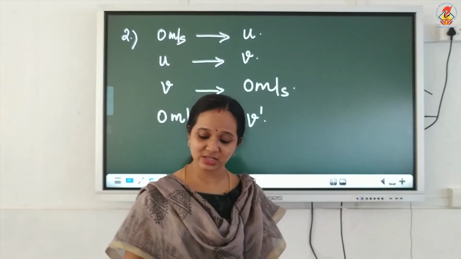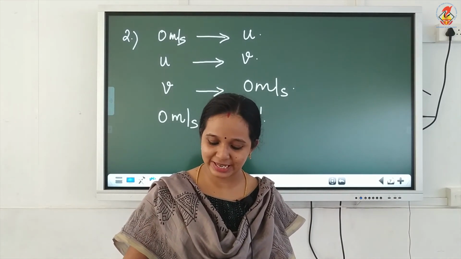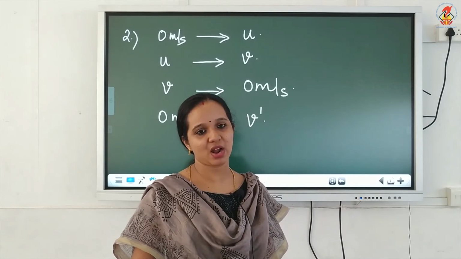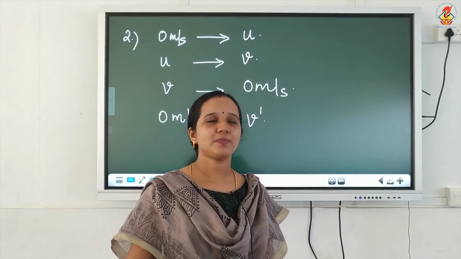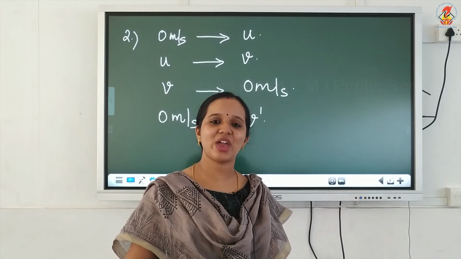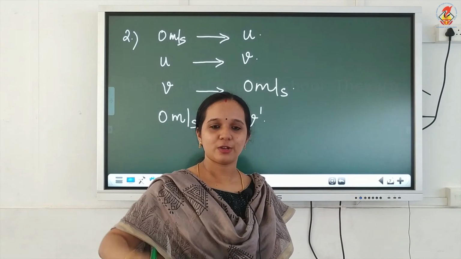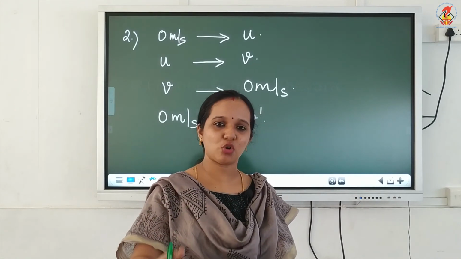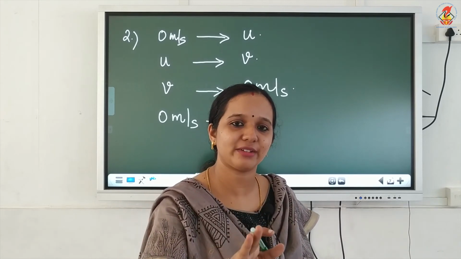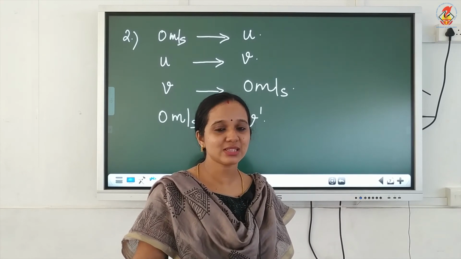Now, the third question is, explain why some of the leaves may get detached from a tree if we vigorously shake its branch. Initially, along with the branch, the leaves were in a state of rest. Now we are shaking the branch. What is the tendency of the leaves? To remain in their state of rest itself.